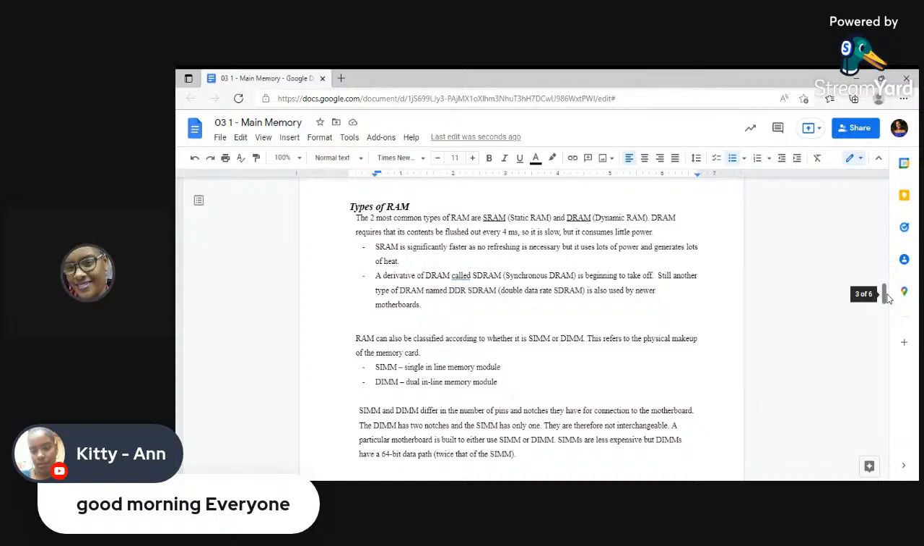So your static RAM is faster, right? But it has no refreshing, meaning that it doesn't update. But it loses a lot of power and generates a lot of heat. So that is not going to be ideal, right? However, your dynamic RAM has those features that would be the drawback of your static RAM. So it has a refresh, right? It's going to refresh itself. It's not as noisy and it doesn't generate a lot of heat.